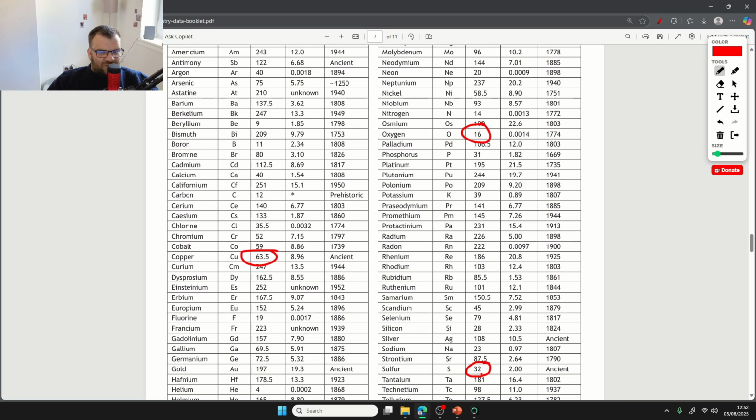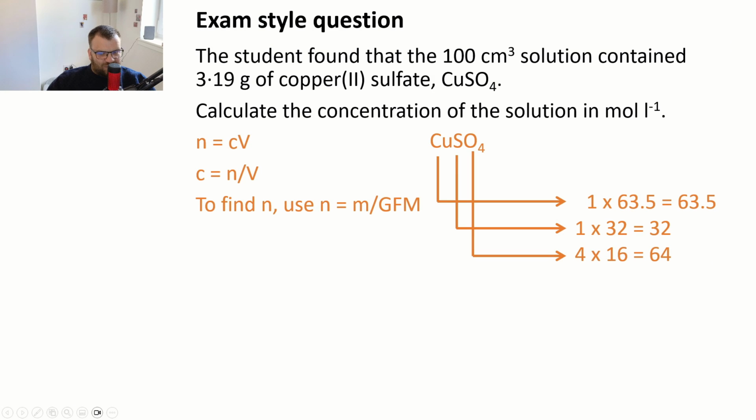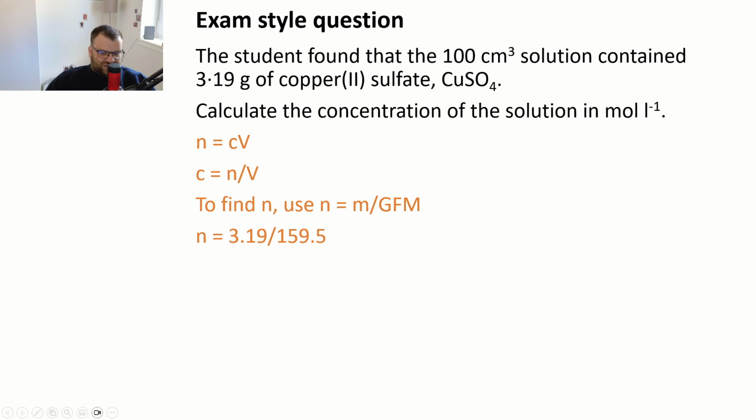You can find those values on page 7 of the data booklet: copper 63.5, oxygen 16, and sulfur 32. Working through the numbers, taking into account we've got 4 oxygens, gives us a total of 159.5 grams per mole. n equals m over GFM, so the 3.19 over that number we calculated gives us 0.02 moles. This now means that we have enough information to work out c equals n over v. 0.02 divided by 0.1 will give you 0.2 moles per litre.